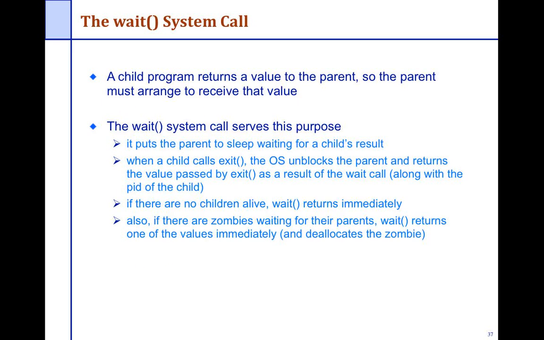An important system call that the parent uses to wait for the child is what's known as wait. A child program returns the value to the parent, so the parent must actually arrange to receive the value somewhere, right? So it needs to specify that it needs the value to be copied somewhere. So the wait system call serves this purpose.